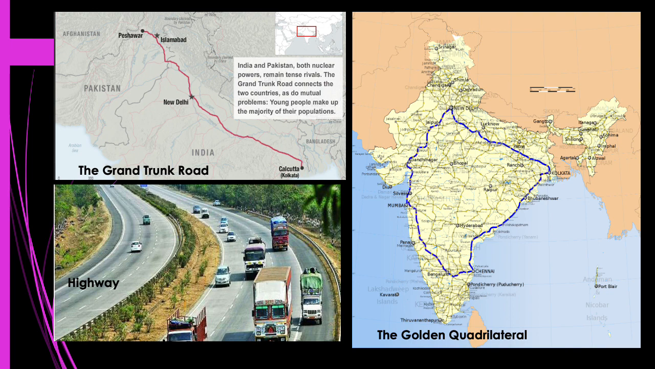In India, we have many highways which connect major cities of the country. The Golden Quadrilateral road system connects Delhi, Mumbai, Chennai, and Kolkata. The Grand Trunk Road is an important road which connects Kolkata with Peshawar in Pakistan. So here you can see the pictures of GT Road connecting Peshawar and Kolkata. You can also see the Golden Quadrilateral and a picture of a highway.